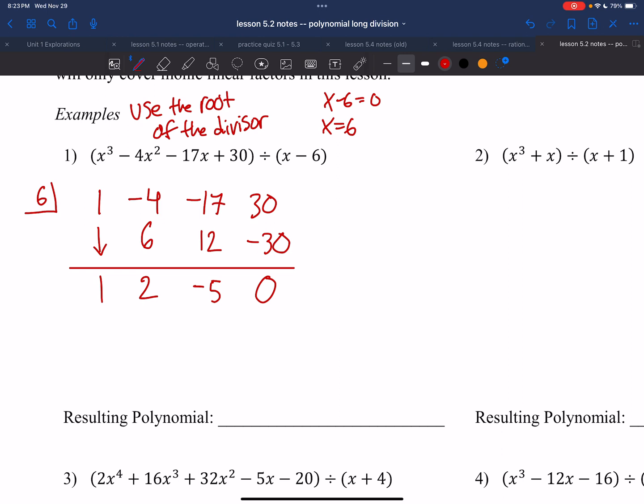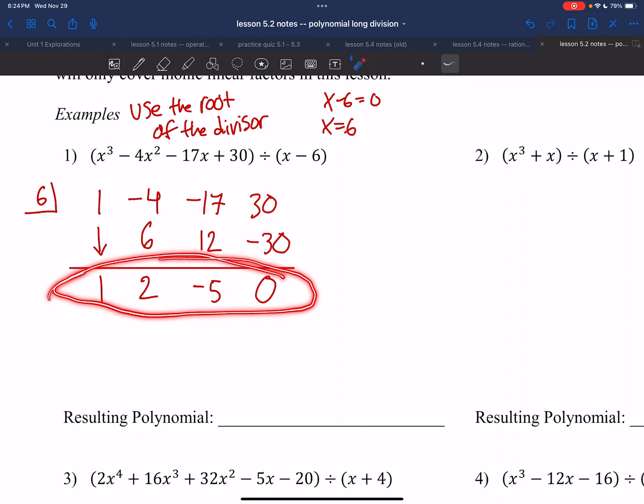Now from there, what do we make? Well, okay, great. What do you make of this? Well, I'm going to call your attention. Look at that nice, pretty set of numbers. Just really look at it. 1, 2, negative 5, 0. Oh, look at that. What pretty numbers.